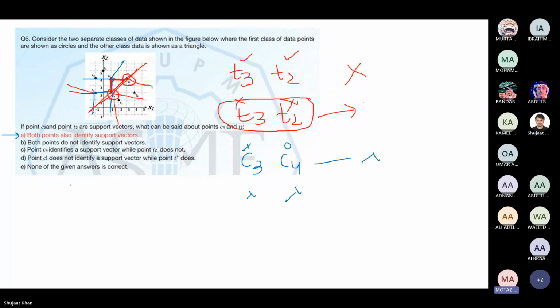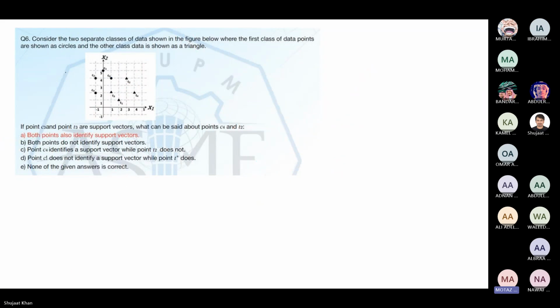Doctor, I thought that if we remove both T2 and C4, the margin will increase. So one of them has to be a support vector. This is according to the definitions in the slides. Isn't this the correct answer?